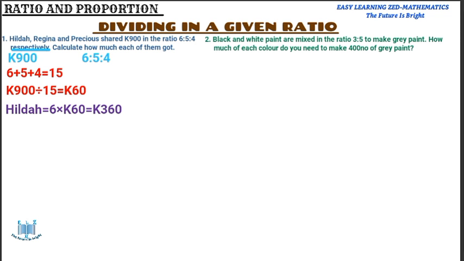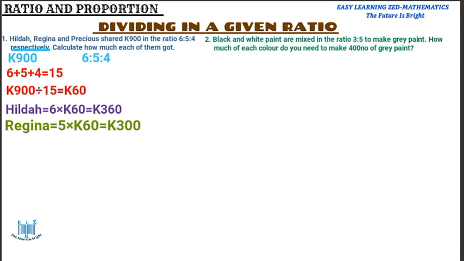Now let's find out how much Regina got. I'm going to write Regina. As I said earlier, Regina's name is in the middle. That means she will get the number in the middle of the ratio, which is 5. So I'm going to write 5. Then we multiply it by the worth of one share, which is 60 kwacha. When we multiply 5 by 60 kwacha, it gives us 300 kwacha. So Regina got 300 kwacha from 900 kwacha.